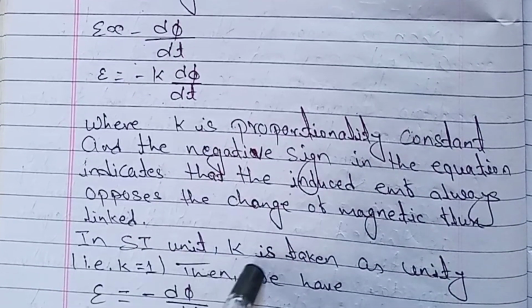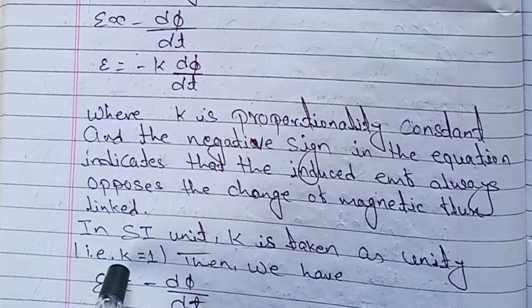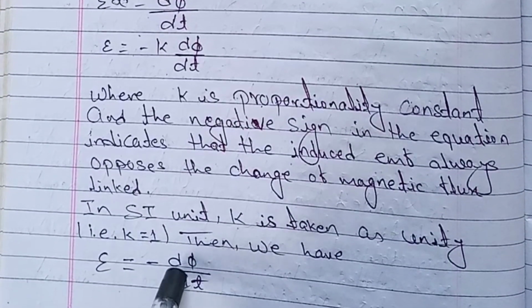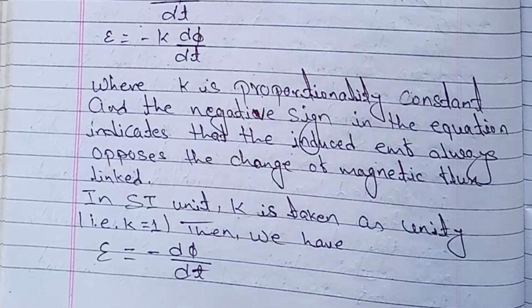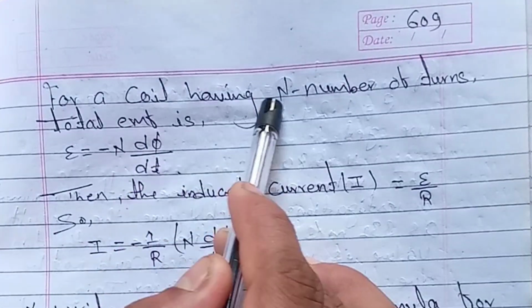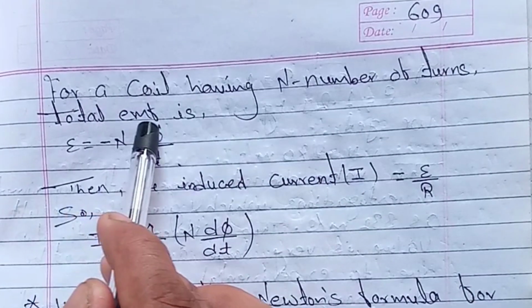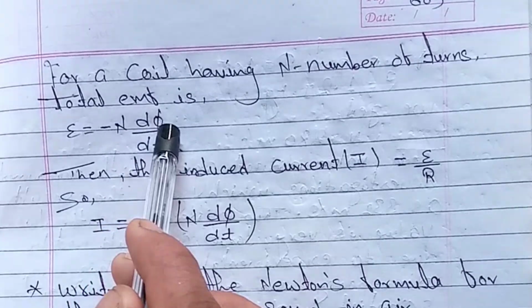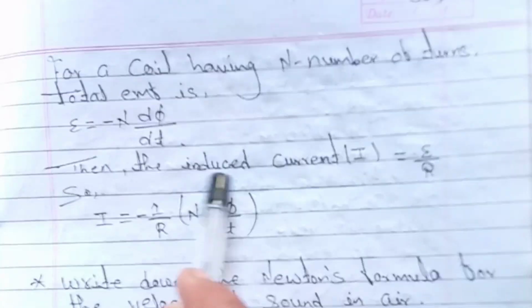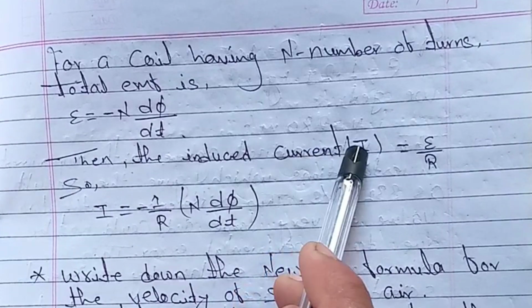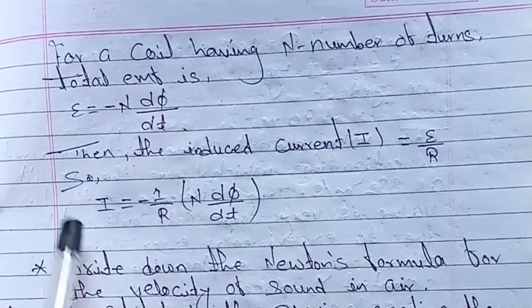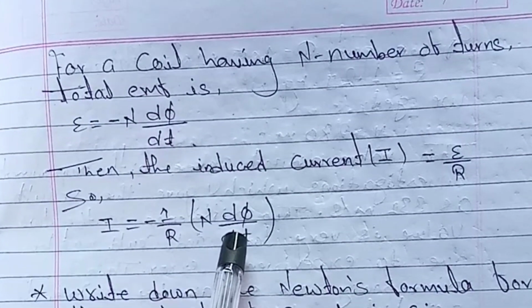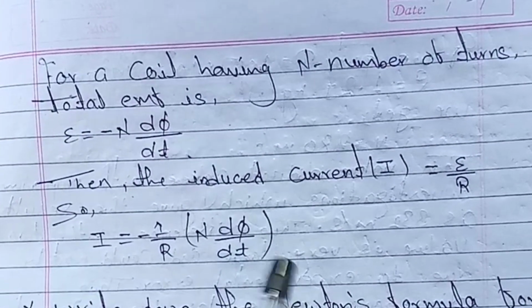In SI units, k is taken as unity, that is k is equal to 1. Then we have E is equal to minus dφ/dt. For a coil having n number of turns, the total electromotive force is E is equal to minus n dφ/dt. Then the induced current I is equal to E/R. So I is equal to minus 1/R times (n dφ/dt). So proved.